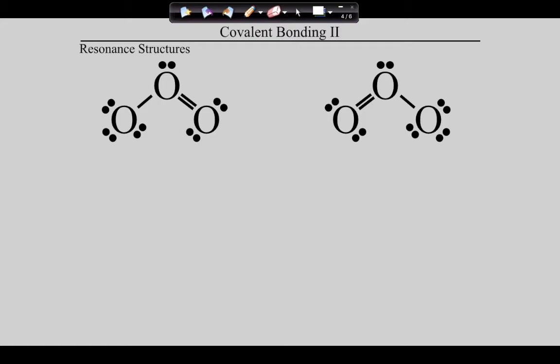So guys, let's talk about what you're looking at. These are the two different structures for ozone. Now, which one of these is correct? Both, but neither, right? It's actually an average of the two. And guys, this is the way that we draw this. You draw a double-headed arrow between the two.